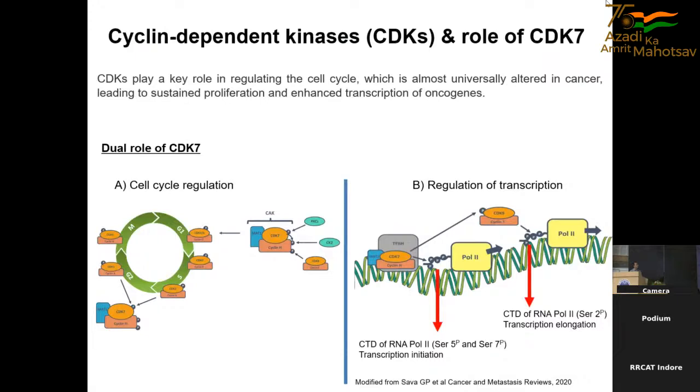On the other side, it phosphorylates the carboxy terminal domain of RNA polymerase 2 at serine 5 and serine 7 to initiate the transcription. So RNA polymerase, which is sitting on the promoter region of various genes to initiate the transcription, requires CDK7 to phosphorylate the carboxy terminal domain, and it also phosphorylates CDK9, which in turn phosphorylates serine 2 of the RNA polymerase 2, for the transcription elongation.